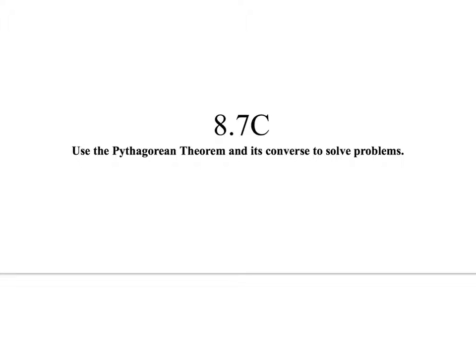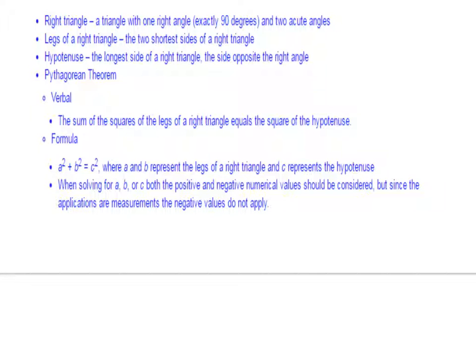Now that we've gotten some type of understanding of 8.6c in class, let's take a look at 8.7c, which asks us to use the Pythagorean theorem and its converse to solve problems. So, without further ado, let's take a look at a couple examples.